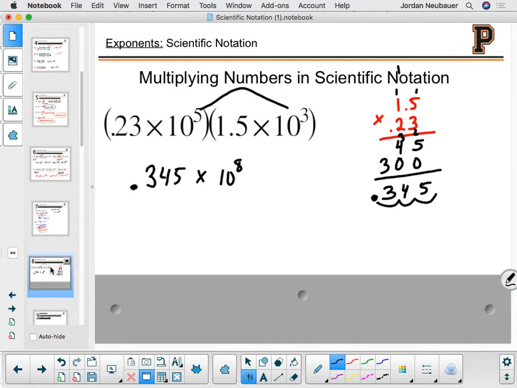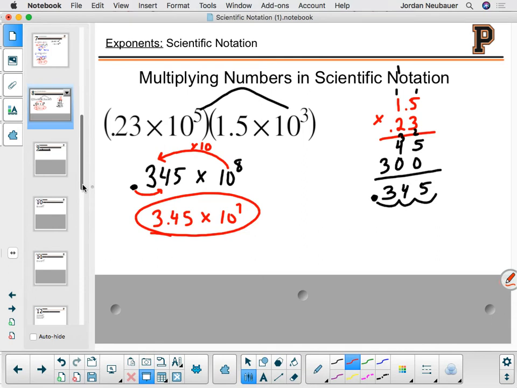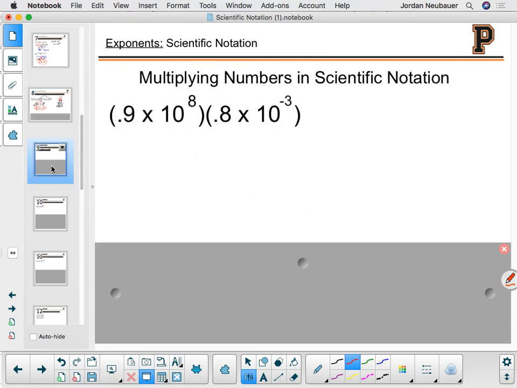Now, this is a situation that's a little bit different. Now, our base number is too small. So what we're going to do is send a factor of 10 from our tens place, okay? And we only need 1, and what that's going to do is bump this decimal point over 1. We would have 3.45, and since we sent one factor of 10, we now have 10 to the 7th power as our final answer. Okay, now our base is between 1 and 10, and our 10 is raised to the integer exponent. We're good. All right. So a lot you can do with this.